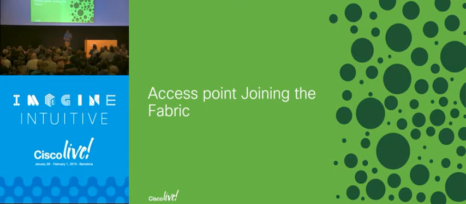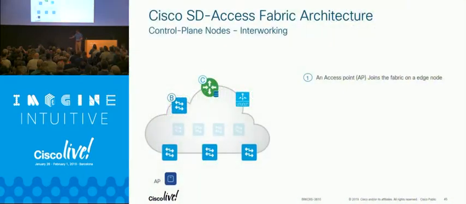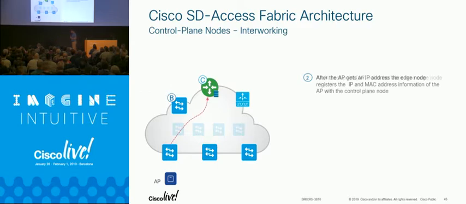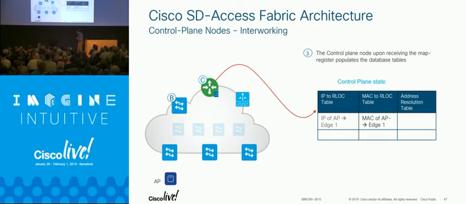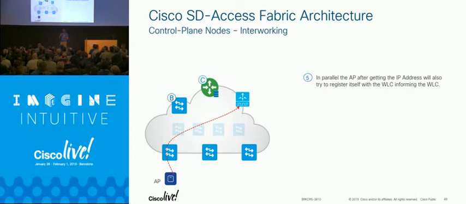Now let's take a look at how an access point joins the fabric. So we have an access point that is connected to an edge node. The same thing happens, right? The AP will get an IP address, the same DHCP flow. It will register with the control plane node. Now the control plane node will register the IP of the AP behind edge 1, perfect. It registers the MAC address of the AP behind edge 1, awesome. And it also populates the IP to ARP binding table. Right? For an AP, there's another thing that happens.